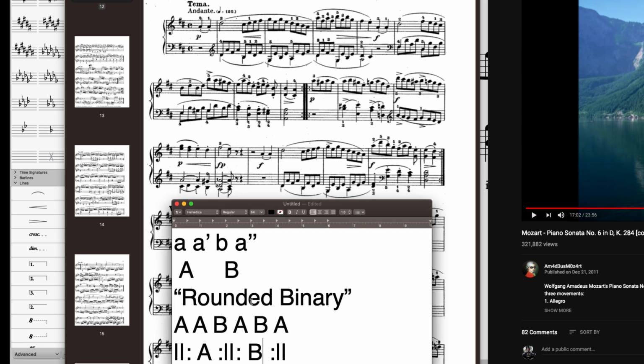So, can we call this rounded binary? Actually, we can, but we need to go one more step. We're going to put this A in there, but the reason I can put that A in there is in the harmony. If we factor the harmony into our form analysis, then it makes a bit more sense. So let's go to a new video and let's add in the harmonic ideas that are happening in this section.